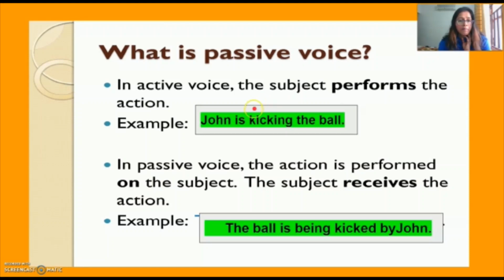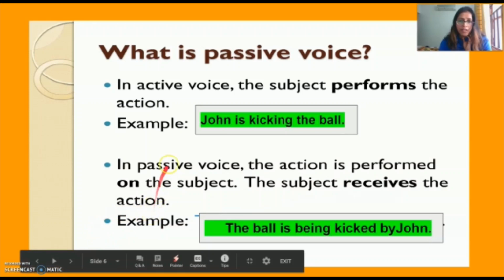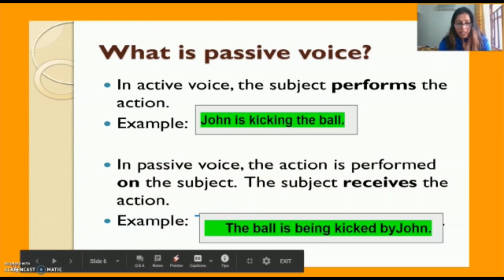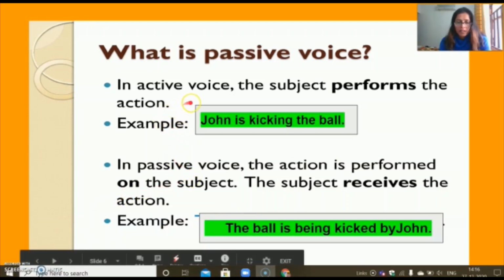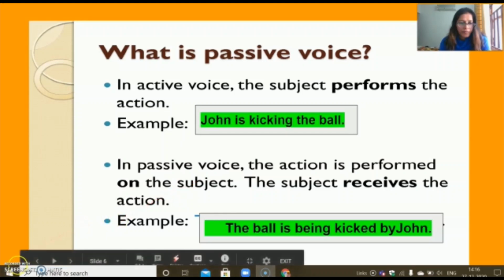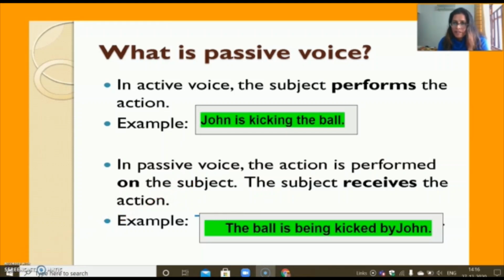But in passive voice, the action is performed on the subject. The subject receives the action, right? In active voice, subject is the doer of an action, but in passive voice, subject is the receiver of an action. Fine? So this is the basic. It means in active voice, the focus is on the subject, but in passive voice, the focus is on the receiver, as receiver is the subject of the sentence in passive voice.